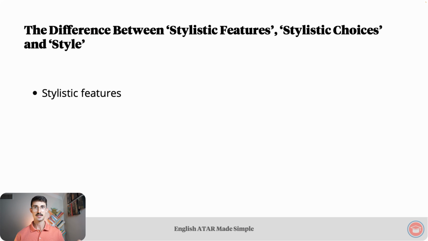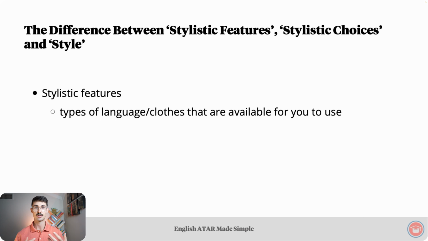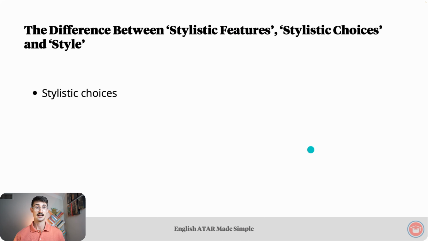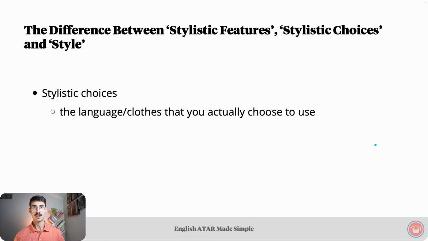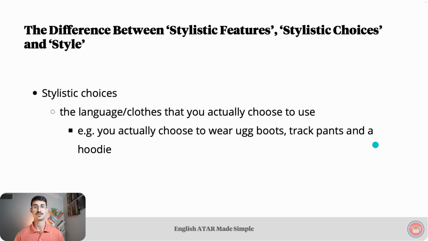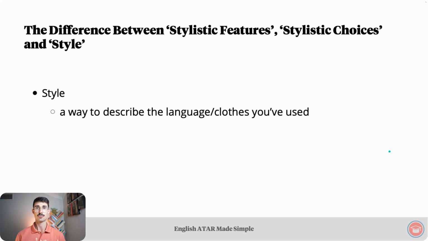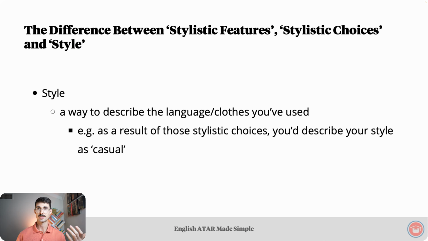Here, we discussed that stylistic features is like the type of language and clothes that are available for you to use. For example, if you want to dress casually, there are certain types of clothes that are available for you to wear. Then for stylistic choices, we defined that one as just the language and clothes that you actually choose to use. For example, if I'm going for a casual style, I might choose to wear Ugg boots, track pants, and a hoodie. Lastly, for style, this is just a way to describe the language and clothes that you've used. And an example, as a result of those stylistic choices of wearing the track pants, the hoodie, the Ugg boots, you can describe that style as casual.